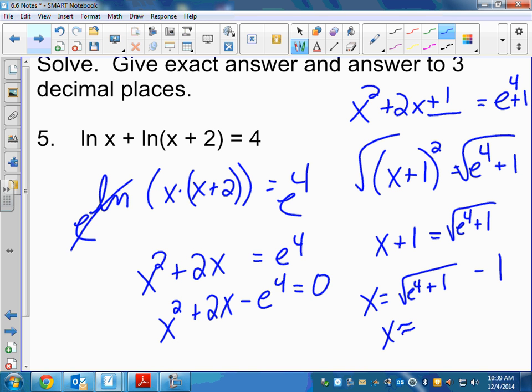Then I can type it in my calculator. Square root of e to the 4th. Make sure you close the parenthesis after the 4. Plus 1. Close the parenthesis for your square root. Minus 1. And you get 6.456. That's exciting. And I still got more to do. I should have done number 6 first because it's way easier than number 5.